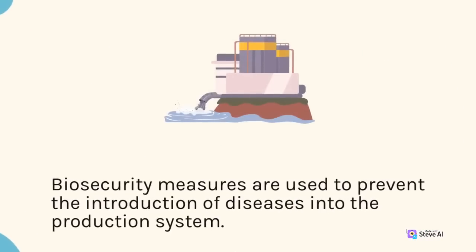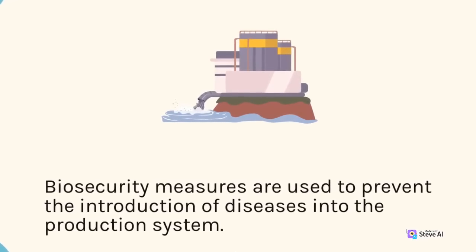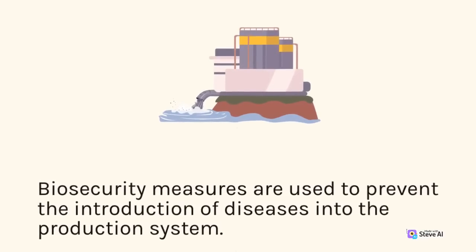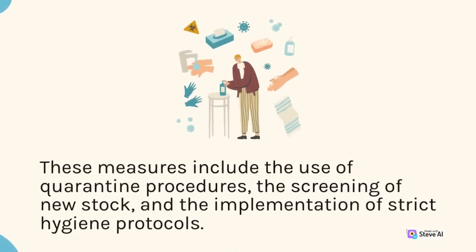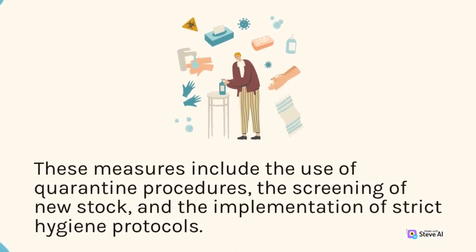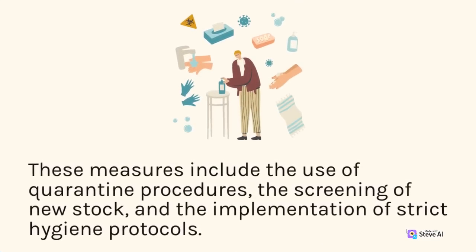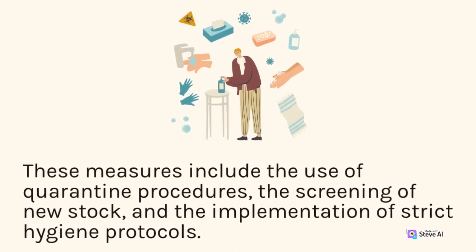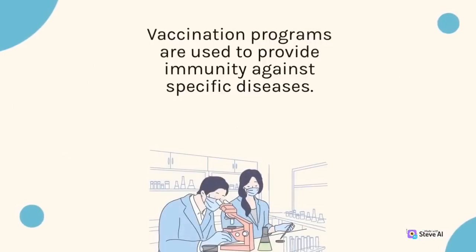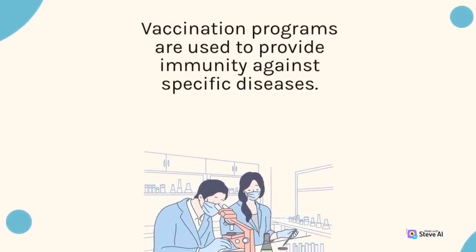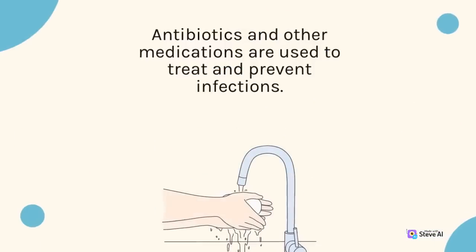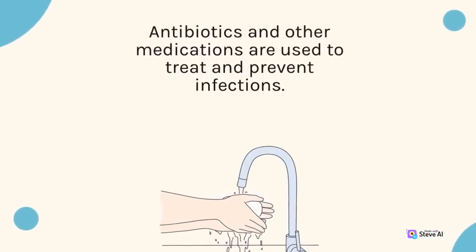Biosecurity measures are used to prevent the introduction of diseases into the production system. These measures include the use of quarantine procedures, the screening of new stock, and the implementation of strict hygiene protocols. Vaccination programs are used to provide immunity against specific diseases. Antibiotics and other medications are used to treat and prevent infections.